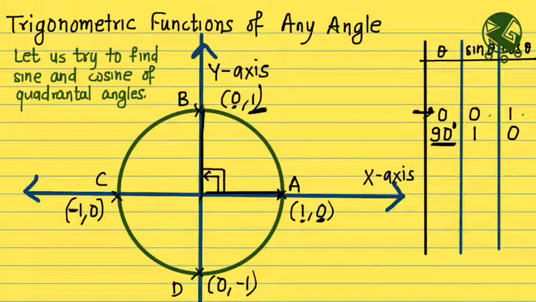Let's go further now for 180 degrees. This is the line which is making 180 degrees. So the coordinates of this point should be cos 180 and sine 180. So what is sine 180? Sine 180 is 0. And what is cos 180? Here sine 180 is 0 and cos 180 is minus 1. So we have written in our table, for 180 degrees, sine 180 is 0 and cos 180 is minus 1.